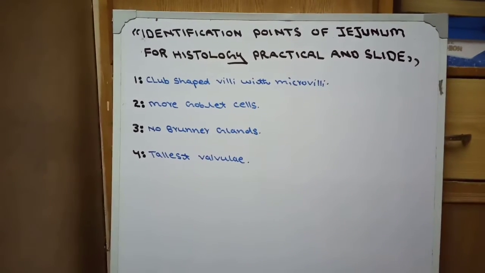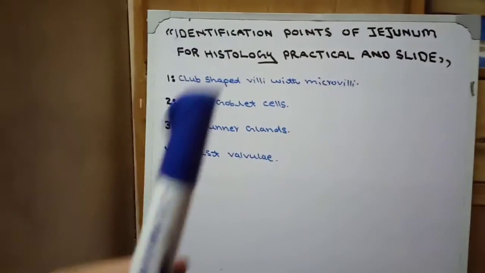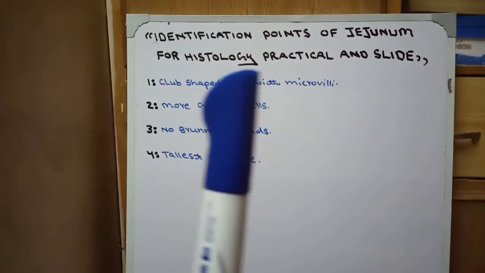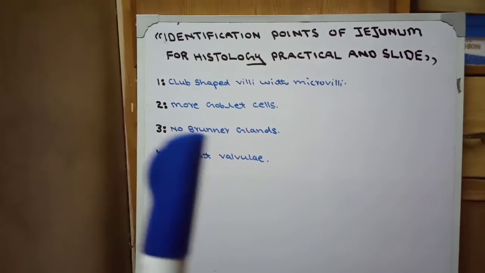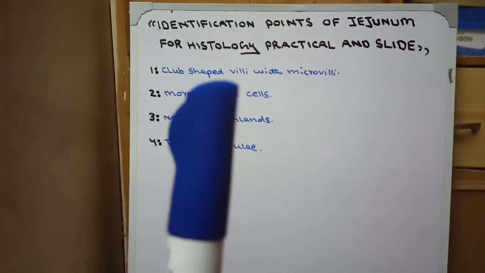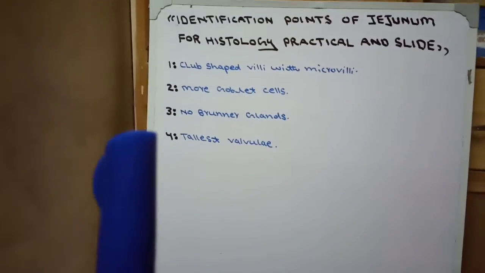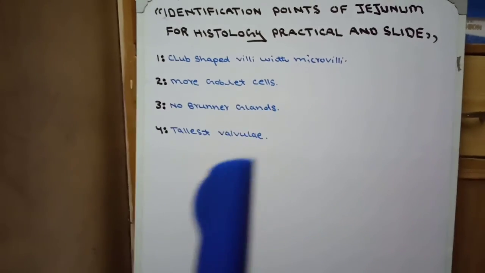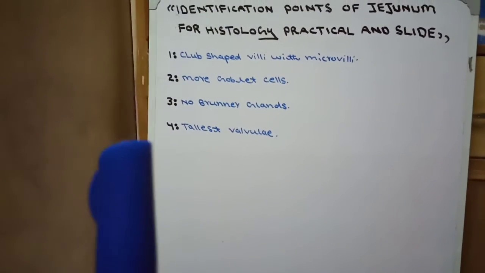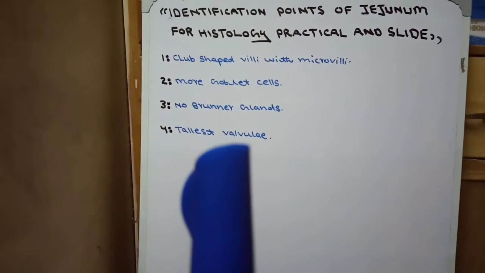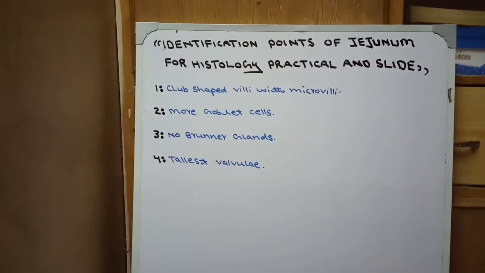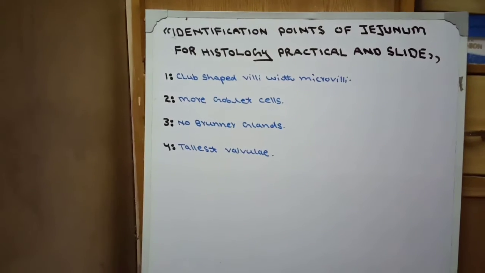Today our topic is related to histology: identification points of jejunum for histology, practical and slide. There are four identification points. Number one is club-shaped villi with microvilli. Number two, more goblet cells. Number three, no Brunner glands. And number four, tallest valvulae. These are the four identification points of jejunum for histology, practical and slide.